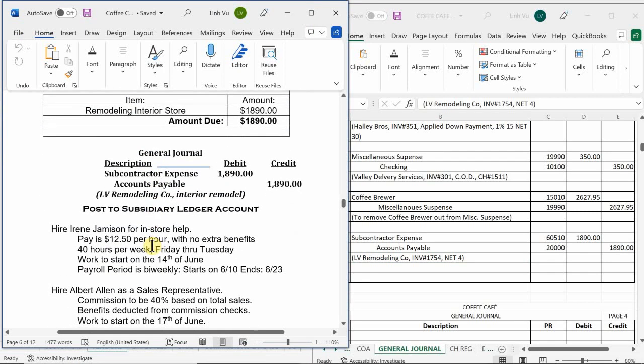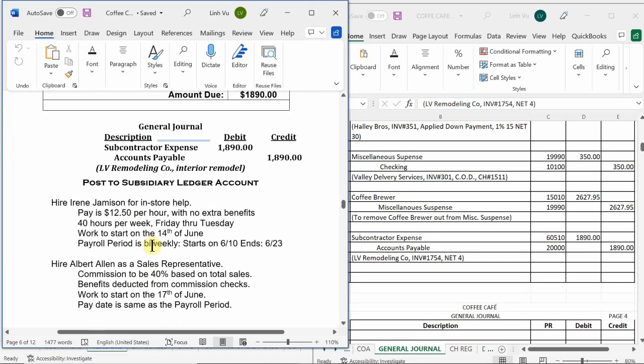So then let's see here. Okay. We decided to hire Irene Jameson for in-store help. Okay, so we're hiring an employee. We are set to pay her $12.50 per hour with no extra benefits. There's no Social Security, no Medicare. Actually, yes, because that's federal, but there are no extra benefits such as retirement plans, 401k, or vision, dental, or any of those.